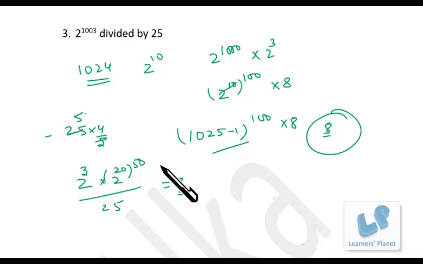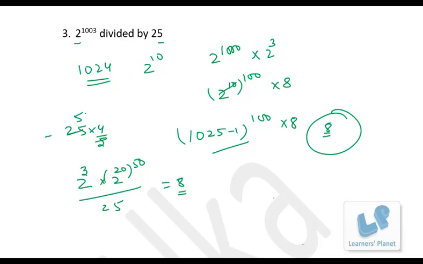Now we have two different methods to solve the same problem. You can go this way or this way. So sometimes if the power is very big, and the number and the divisor are co-prime to each other, you can use Euler's function to solve the problem.